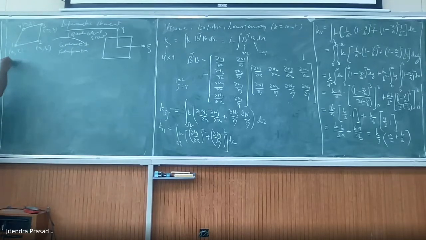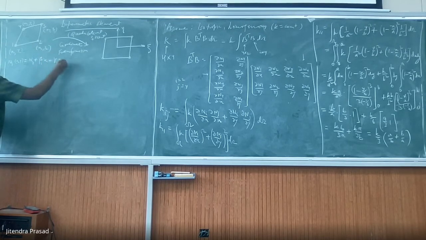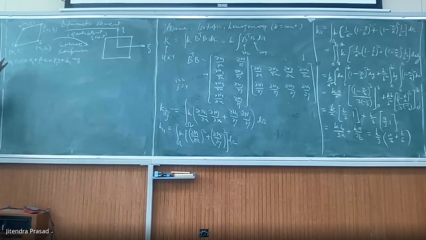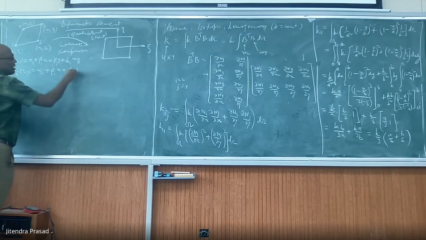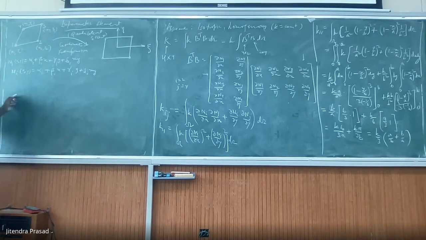But what you will do, you will assume N1(x,y) is equal to, the way you do, right, say alpha 1 plus beta 1 x plus gamma 1 y plus delta 1 xy. You will assume like that, and then you solve it, right? As in general we have done for triangulars, the same way you do, and you find out basically. So in general, Ni(x,y) is alpha i plus beta i x plus gamma i y plus delta i xy. So you can do it that way.